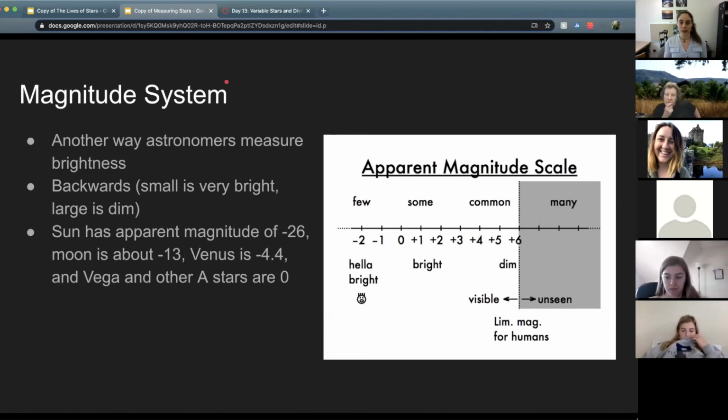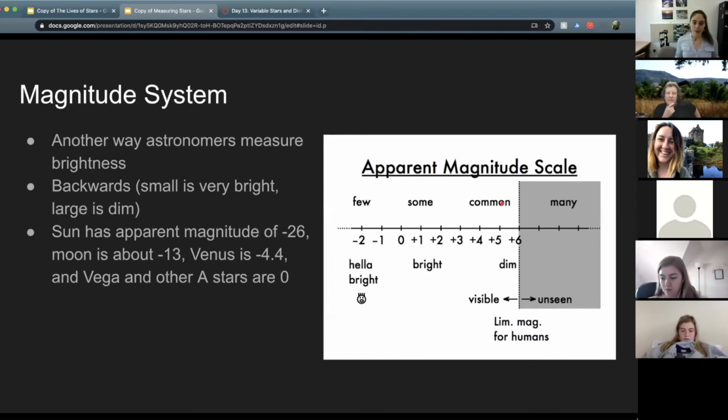The brightness an object looks would be its apparent brightness, apparent magnitude. Unfortunately, because astronomers are the worst, the magnitude system is backwards. The lower a magnitude you have, the brighter you are. So if you have a negative magnitude, you're really bright. If you have a positive magnitude, you're getting pretty dim.